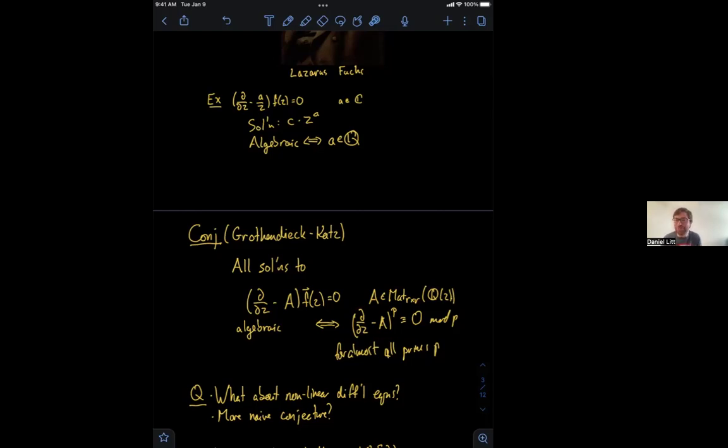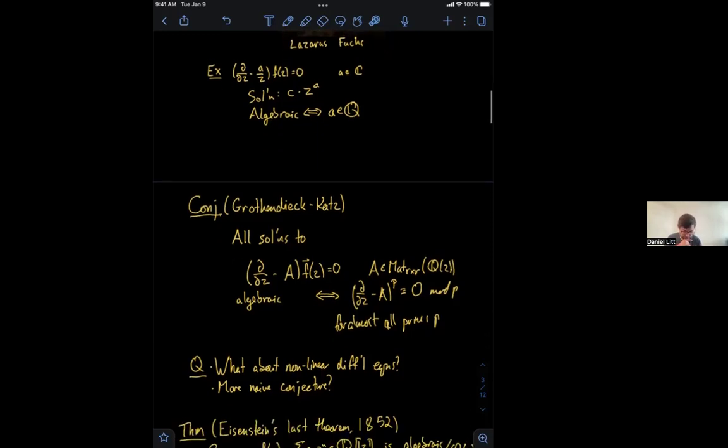So you could ask, can you just make a more naive statement? The goal of this talk is to make a more naive statement, which is going to be a priori at least much stronger than the peak curvature conjecture. It will apply to nonlinear differential equations as well as linear ones, and then I'm going to explain some cases where we can prove it, both in the nonlinear case and the linear case.